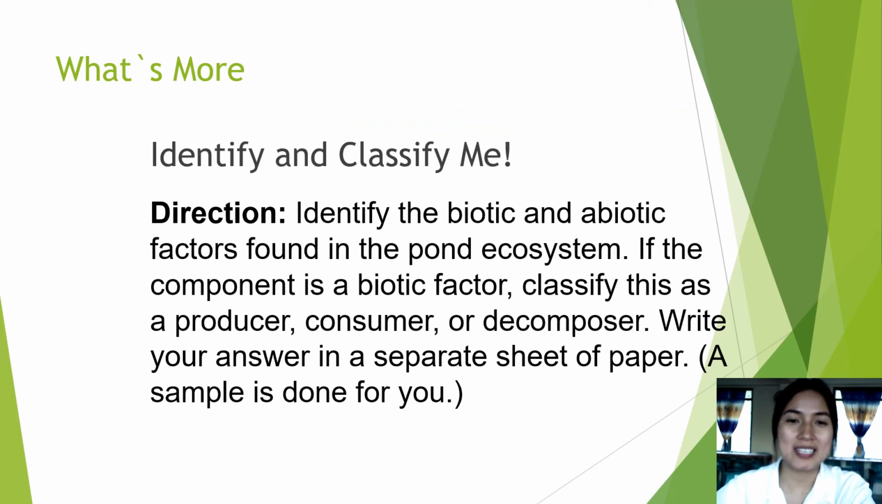Did you understand the lesson? Okay, very good. So let's move on to what's more. Another activity: identify and classify. You are going to identify the biotic and abiotic factors found in the ecosystem. If the component is a biotic factor, classify this as a producer, consumer, or decomposer. Write your answer on a separate sheet of paper.